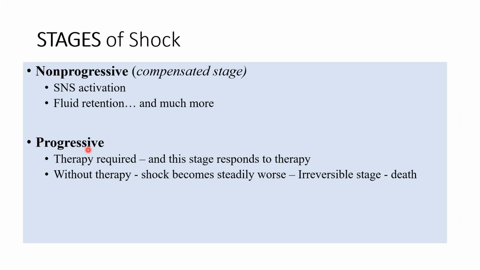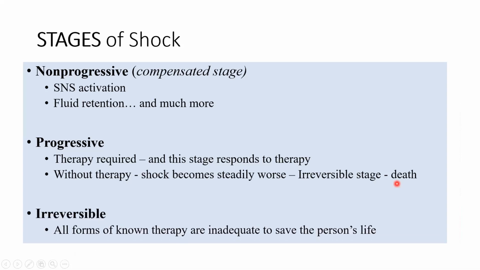If the non-progressive stage wasn't enough because the insult was too much, or some other thing happened, somehow the person started to go into the progressive stage. This needs aggressive therapy. And the good news is this stage does respond to therapy. However, without therapy, the shock simply progresses downwards, becomes irreversible, and then, well, then the inevitable happens, okay?